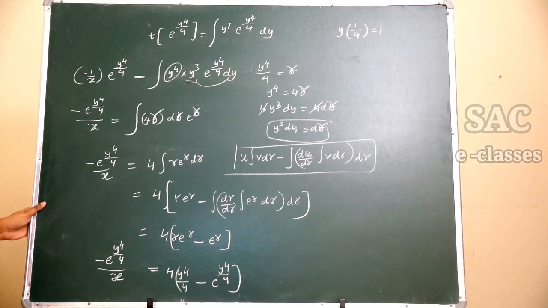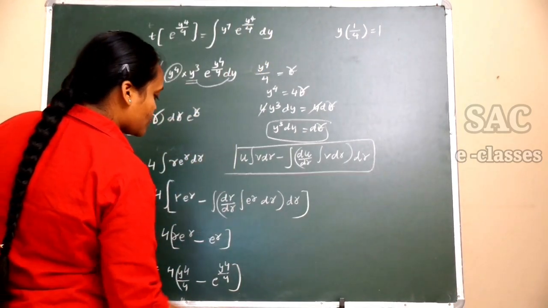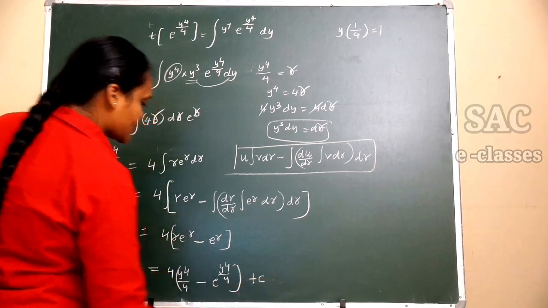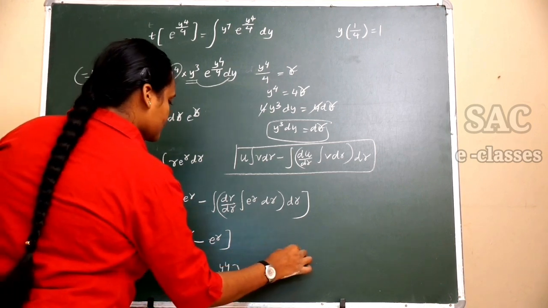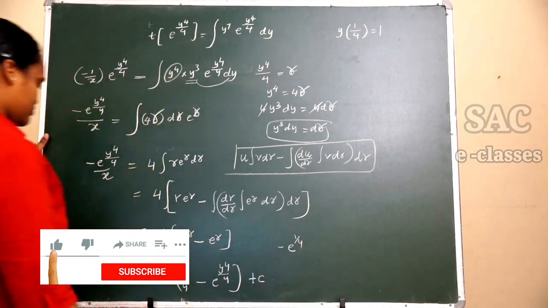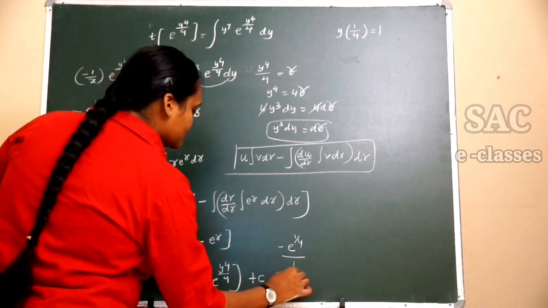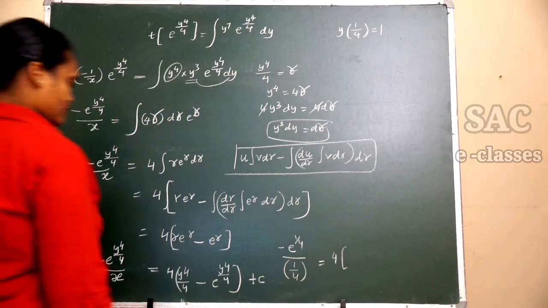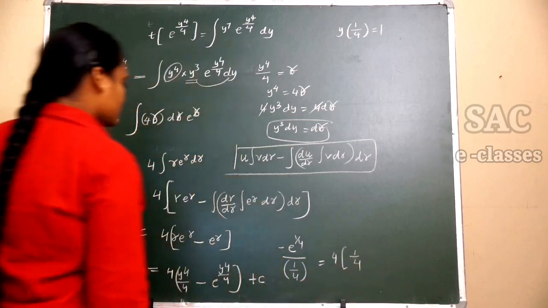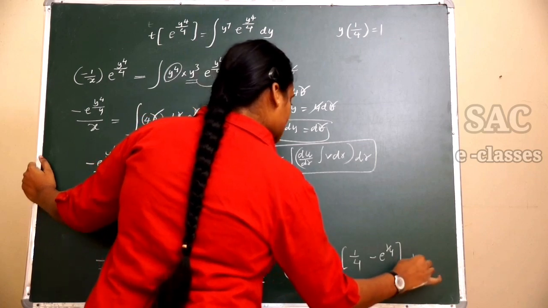The problem was not completed. They asked you to assume that y of 1/4 is equal to 1. So let me take some constant of integration c. Substitute x as 1/4 and y as 1. Now e power 1/4, anyhow the x value is 1/4, they said, is equal to 4 into the y value, 1/4, minus e power 1/4 plus c.